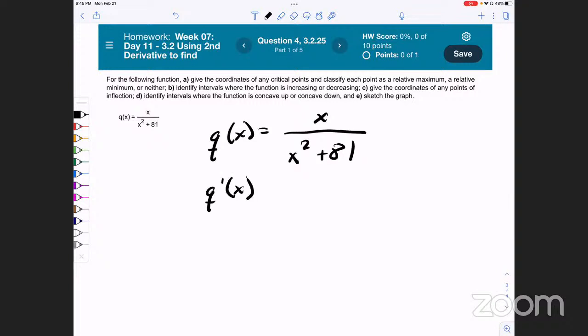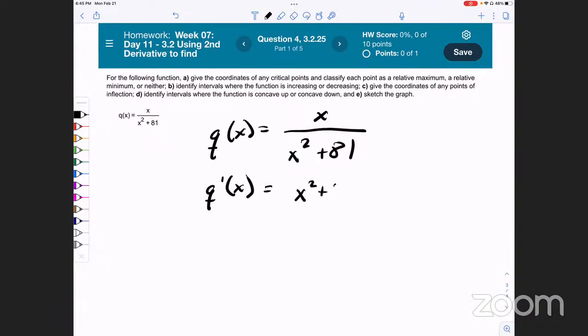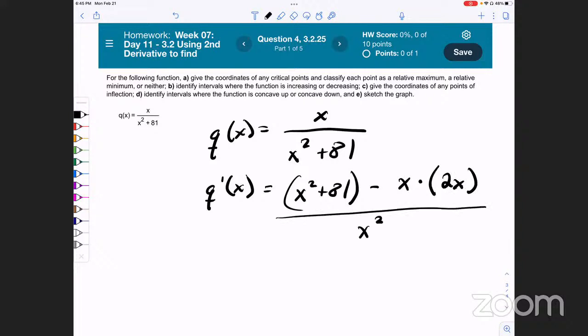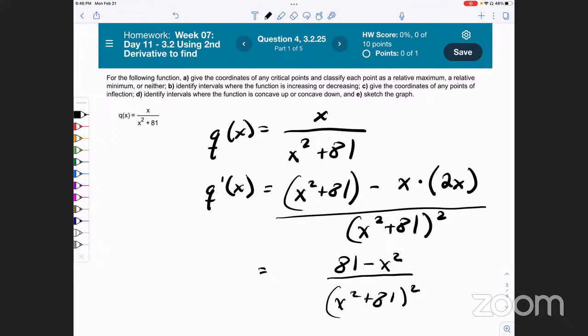Q prime. Oh man. With this one, we have to do the quotient rule. That's low D high minus high D low over low low. So that's the bottom, which is this, times the derivative of the top, which is 1, minus the top times the derivative of the bottom, which is just 2x, all over the bottom squared. Now this second derivative is shaping up to be a pain. Let's simplify this down some. We got 1x squared minus 2x squared, which is a negative x squared. So we have 81 minus x squared on top, and on bottom we have x squared plus 81 squared. Now that 81 minus x squared is a difference of squares. We can factor that, but because nothing's canceling, I'm just leaving it like this.